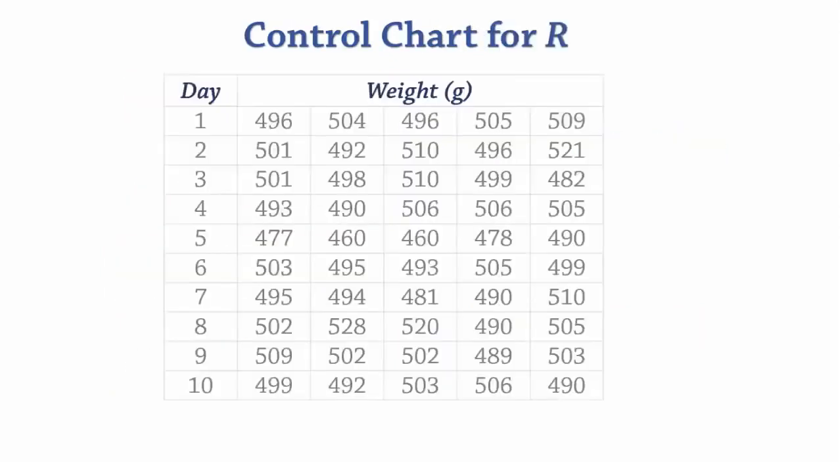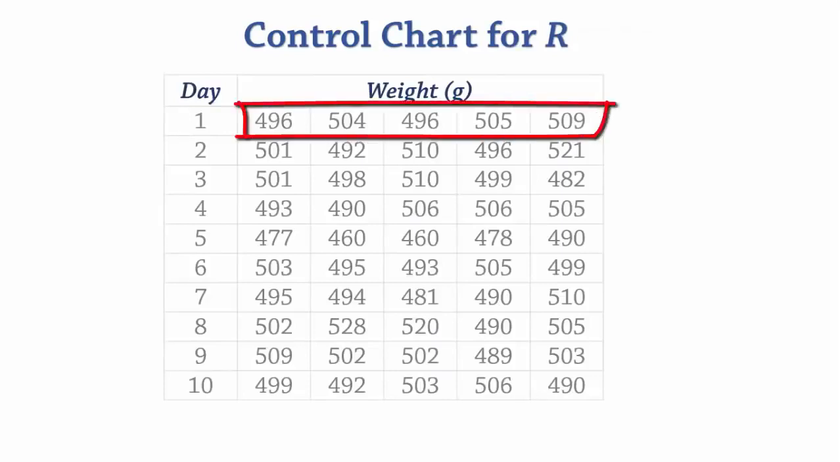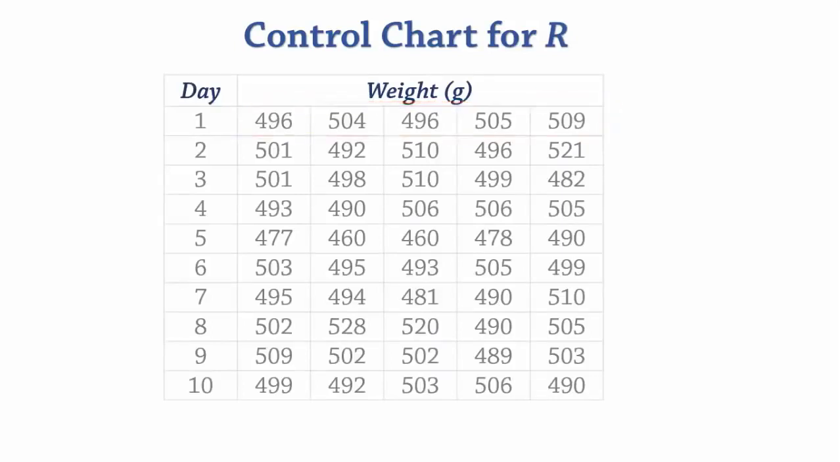In constructing a control chart for the range R, we will be using this process data consisting of weights of a snack pack specified as 500 grams. Samples of size 5 are collected every day for 10 days. Our objective is to determine if the process variability is in control.